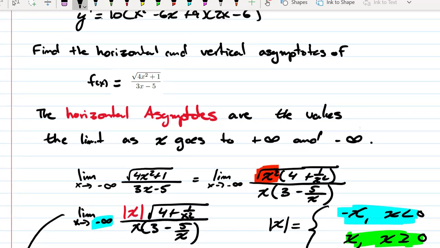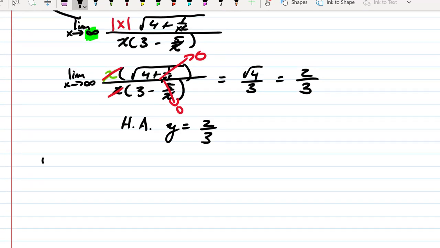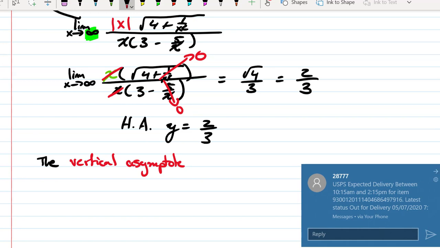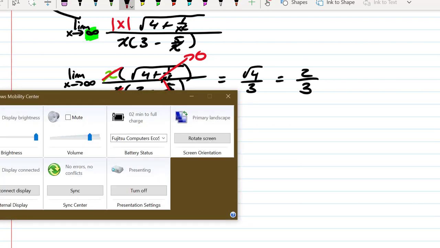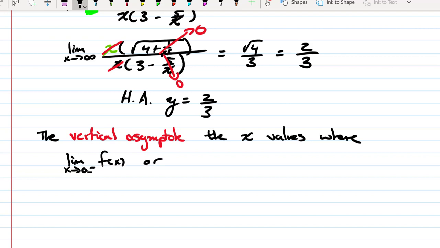All right, so now we go back, and the original question asked us to find the horizontal and vertical asymptotes. So we have our two horizontal asymptotes. The vertical asymptotes are the x values where the limit as x approaches a from the left of f of x, or the limit as x approaches a from the right of f of x, equal positive infinity or negative infinity.